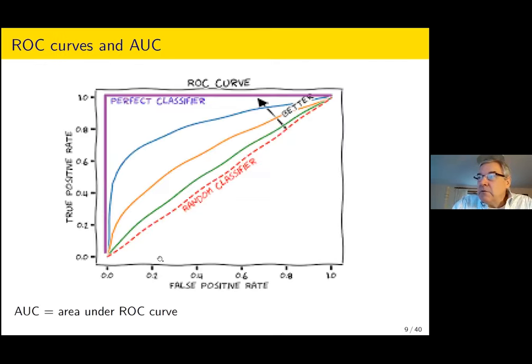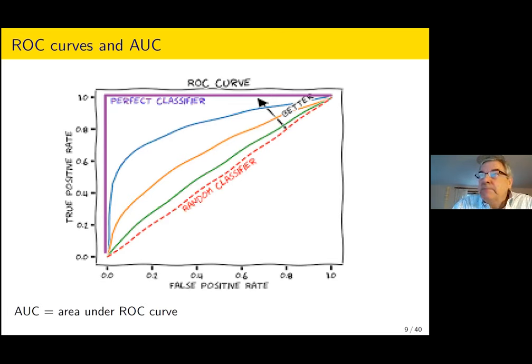And bigger is better. So if you have something which has a very low false positive rate and a very high true positive rate for a particular cut point, it's up here. So you get an area under the curve of one. If it's no good at all, it's just random, it'd be 0.5. All right. So that's just background. It's all very well known.